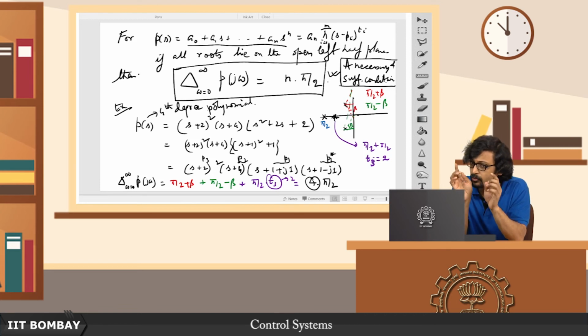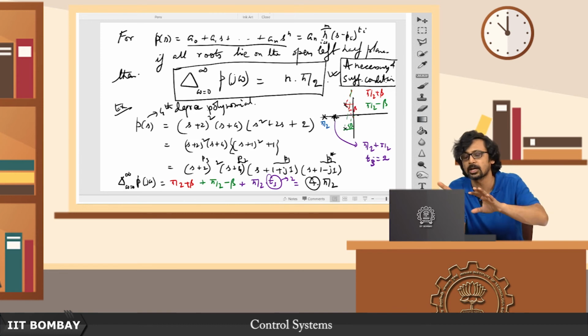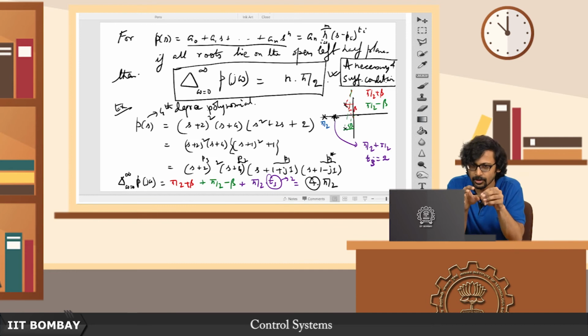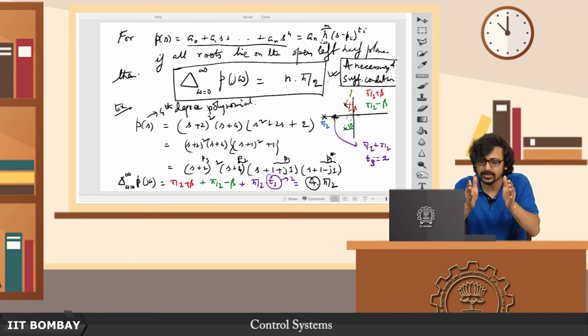Again, I am saying I have not proved the sufficiency. I have just proved the necessity, that if the roots are on the left half, then this monotonic phase increase property from 0 to n pi by 2 must hold. The sufficiency is also true, which I am not proving, but I am claiming, I am sort of invoking on you, but hopefully this appears less of an imposition than most textbooks would do. At least now you have some sort of an intuitive understanding of why this property holds.